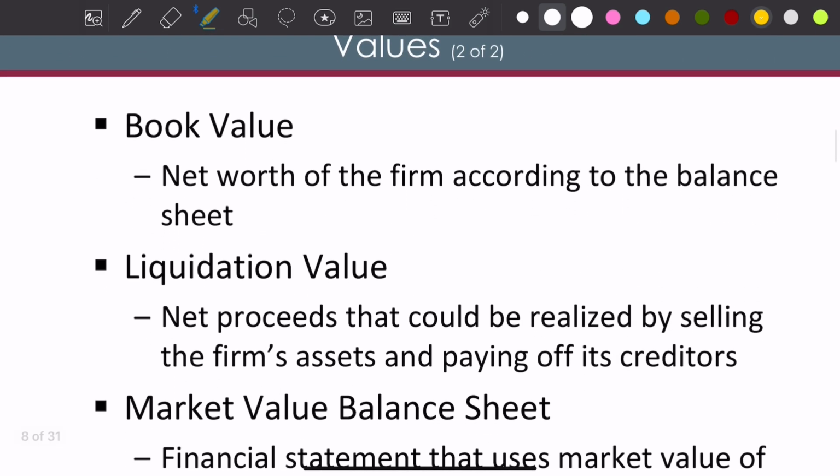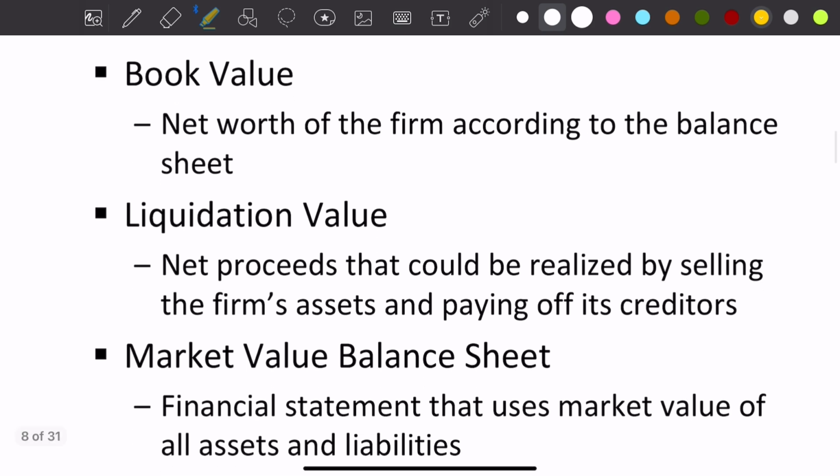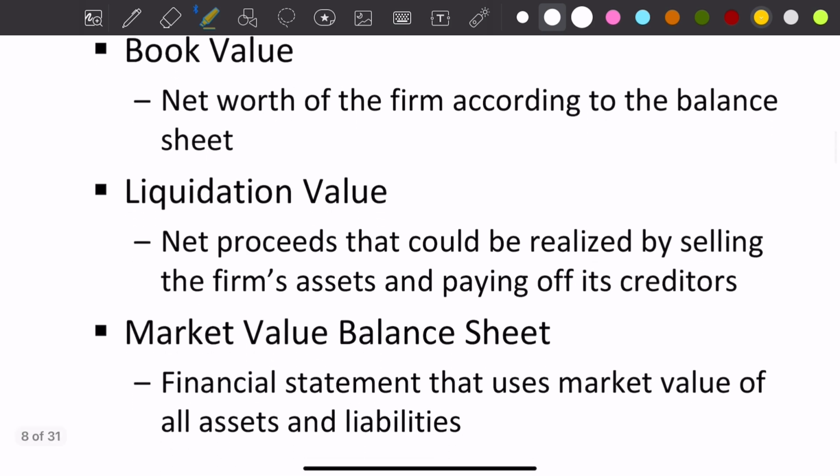What is the book value? The book value is the net worth of the firm according to its balance sheet, and it's basically the difference between the total assets of the business and the total liabilities of the business, whereas the liquidation value or the market value is the net proceeds that could be realized by selling the firm's assets and paying off all of its creditors.